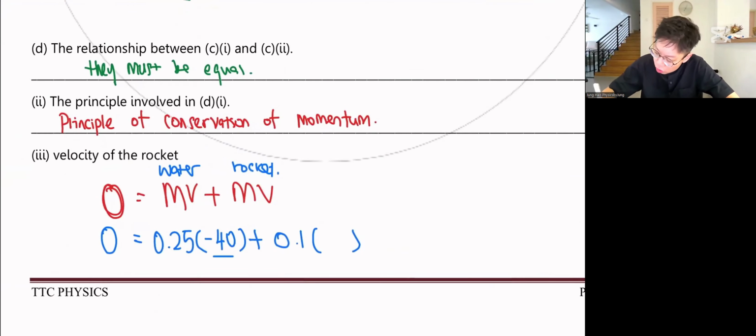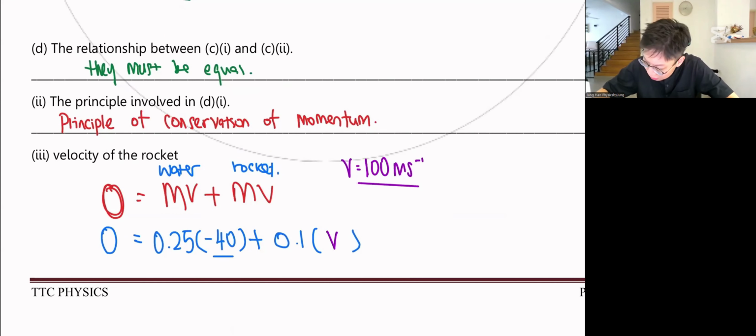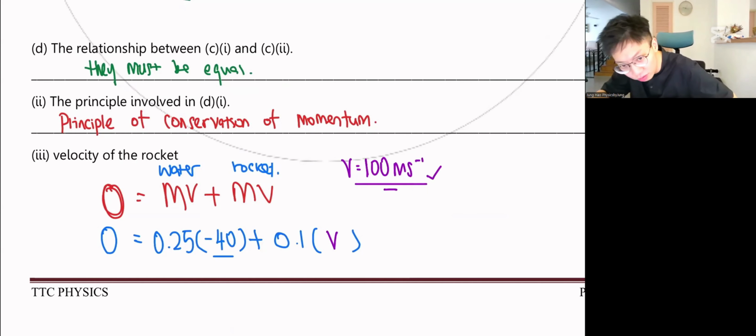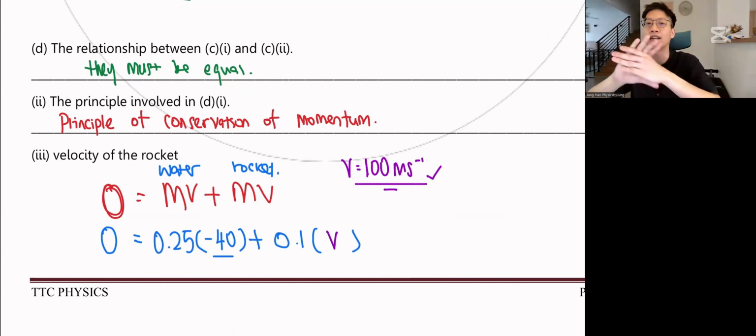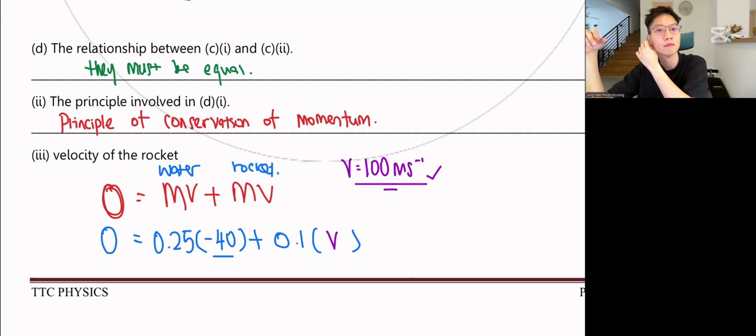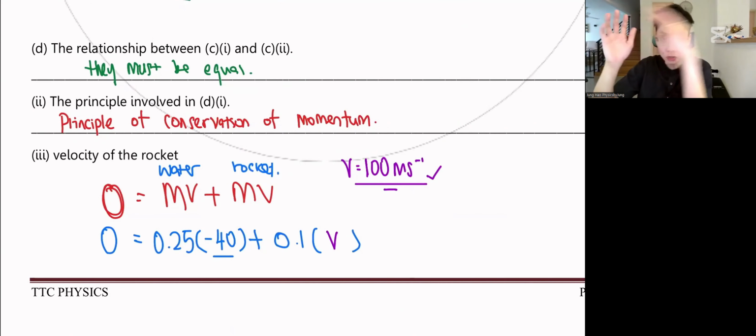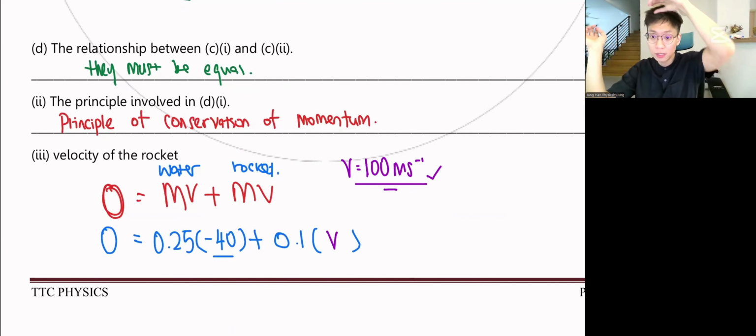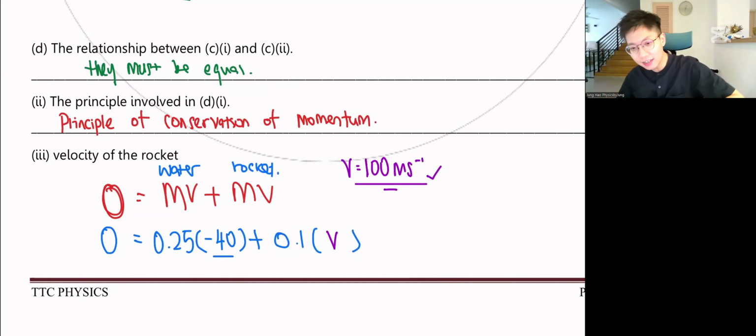Yes, very good. So I will put V, then I will count out my velocity to be positive 100 meter per second. So therefore, this is my answer, 100 meter per second. Because I shift forward, I get V equals 100. Are we okay? Can understand?